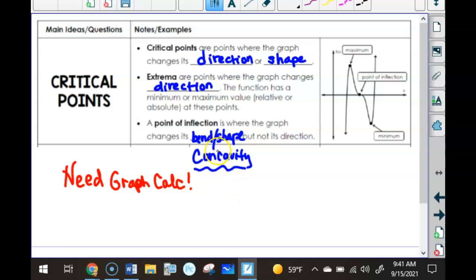Concavity, okay, is the word we're going to refer to later. That's tomorrow's lesson, but where it changes its bend or shape, or concavity. All right, everybody got the graphing calculator?